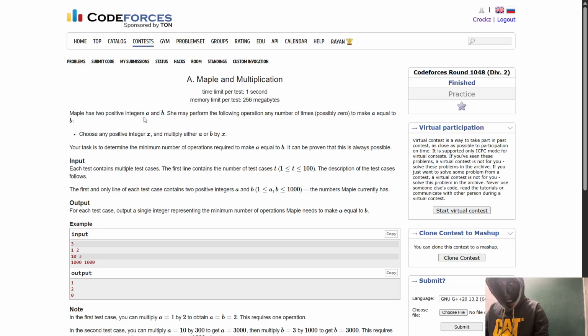Malpay has two positive integers a and b. She may perform the following operation any number of times, possibly 0, to make a equal to b. She is trying to basically make a equal to b. Choose any positive integer x and multiply either a or b by x. Your task is to determine the minimum number of operations required to make a equal to b. It can be proven that this is always possible.